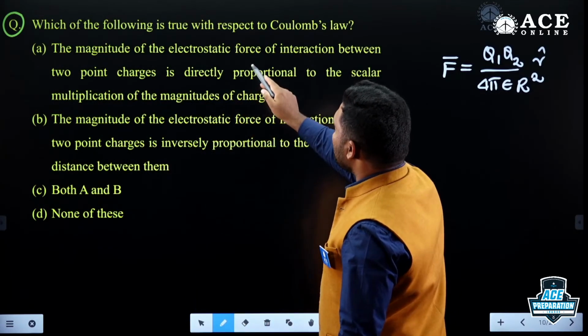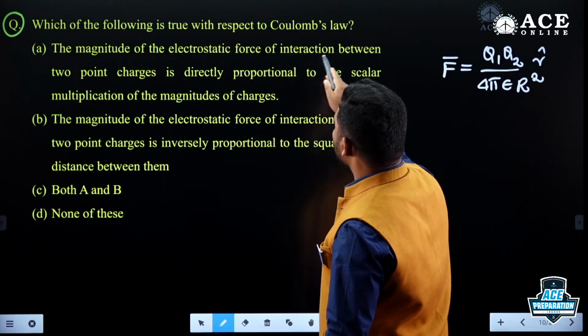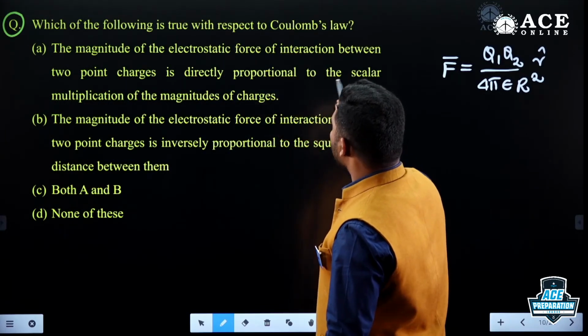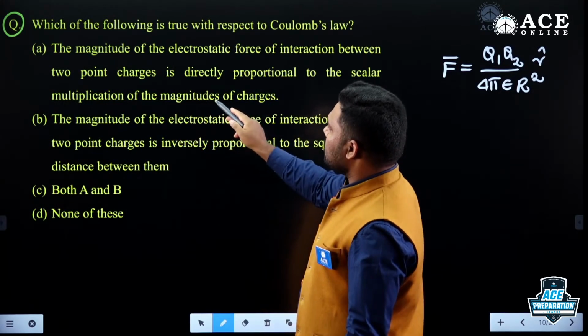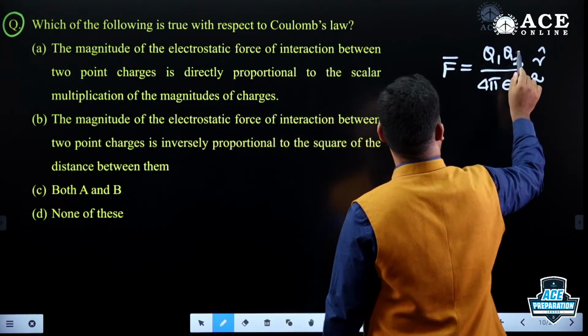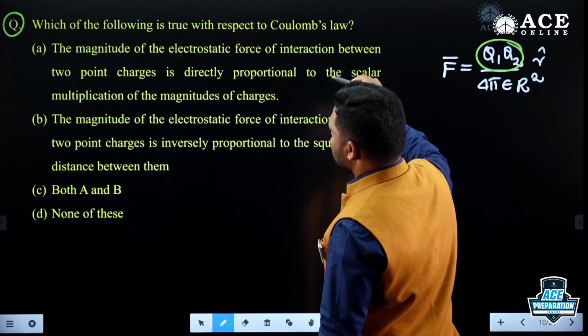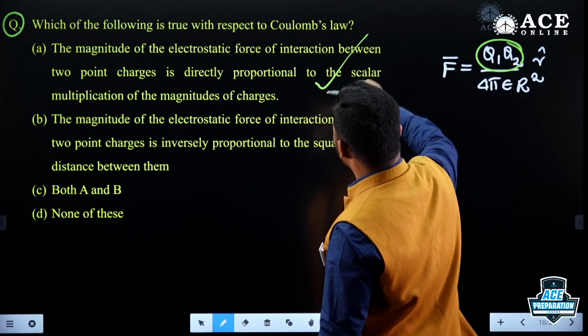The magnitude of the electrostatic force of interaction between the 2 point charges is directly proportional to the scalar multiplication of magnitude of charges. Yes. So the product of two charges. So this first statement is correct.